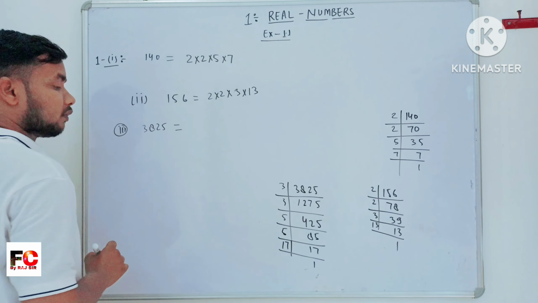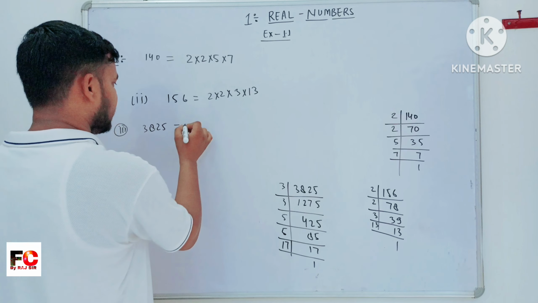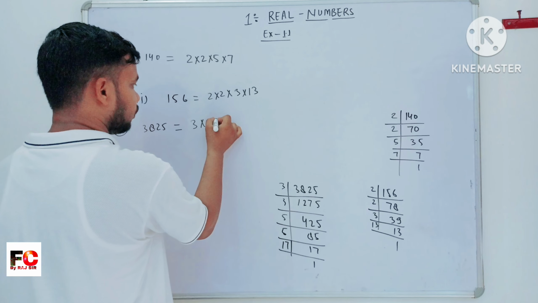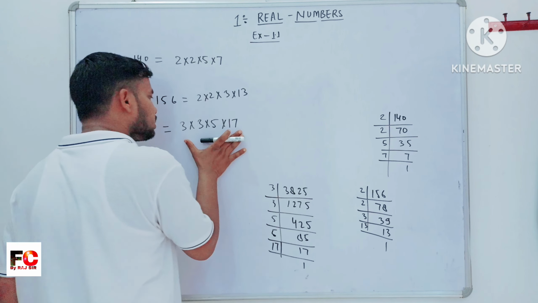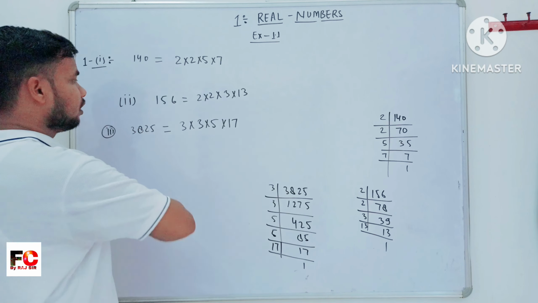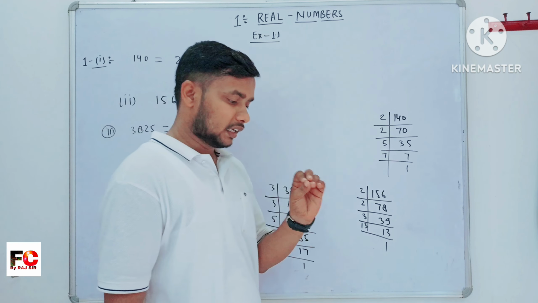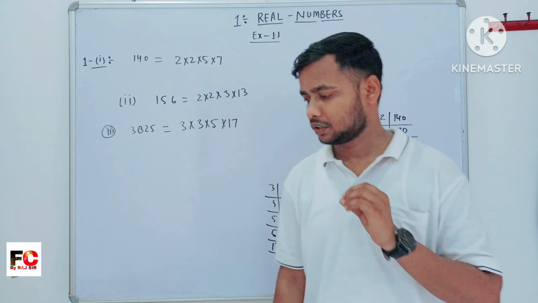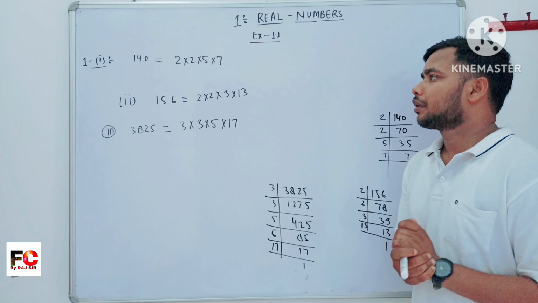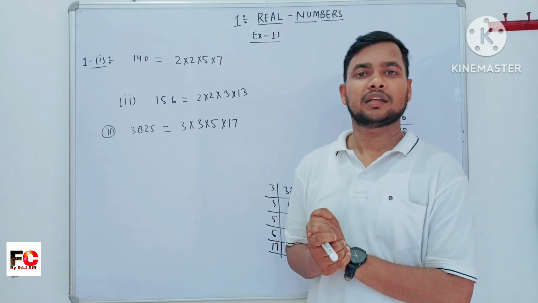So 3825 can be written as 3 into 3 into 5 into 5 into 17. Okay, this is the prime factorization of the given numbers. Okay, and in this question we have to find only the prime factors of the given numbers. That's it. Okay, now let's move on to question number 7.